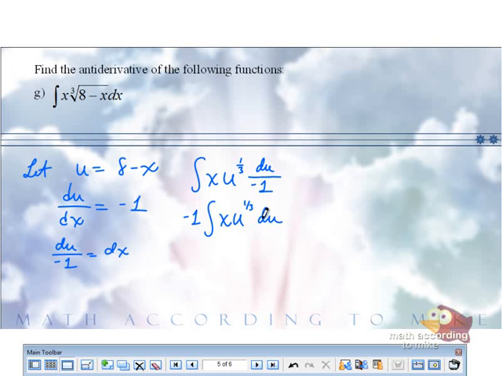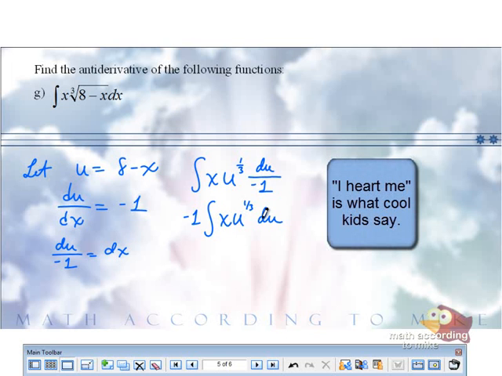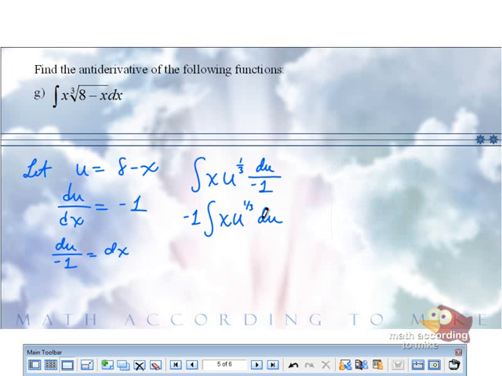So I know you're like, Mike, I heart me a substitution. But I heart me more a double substitution. And that's what this requires. So if u equals 8 minus x, what does x equal? 8 minus u. So we have to replace the x this time with 8 minus u.